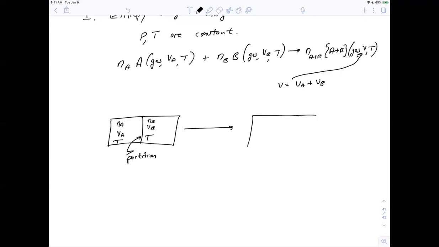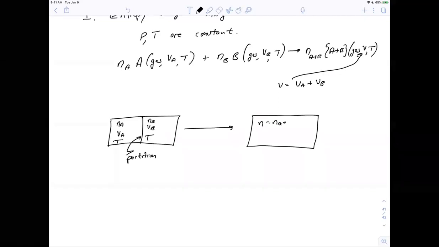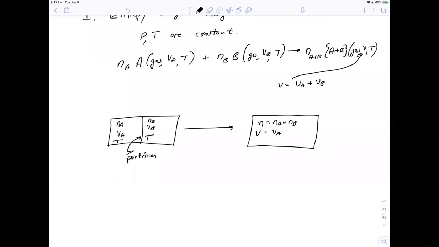And here what we will have is N_A plus N_B. So we have N total moles, which is just N_A plus N_B. And we'll have a total volume V, which is now obviously the sum of the two volumes we started with. And we still have T as our constant temperature. This is a rigid box, and obviously there's no insulation because the temperature is constant. So we have to allow for some way to keep the temperature constant.